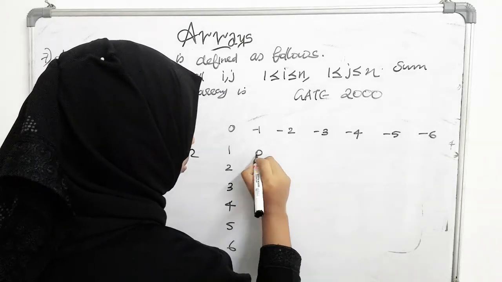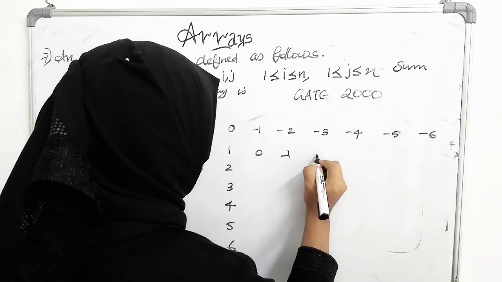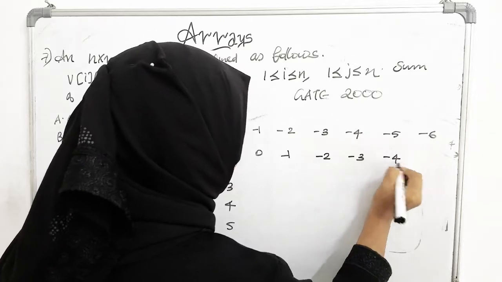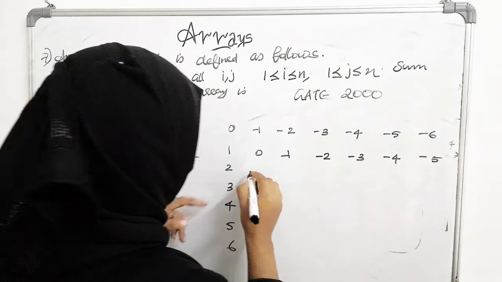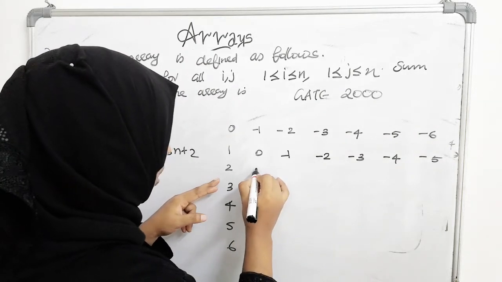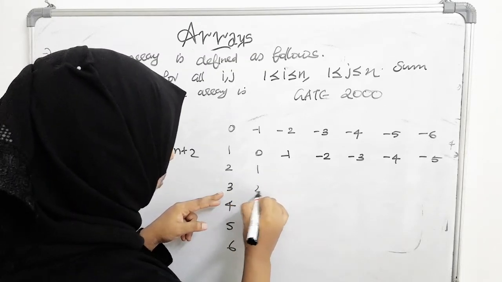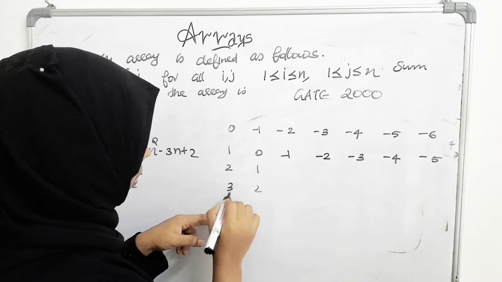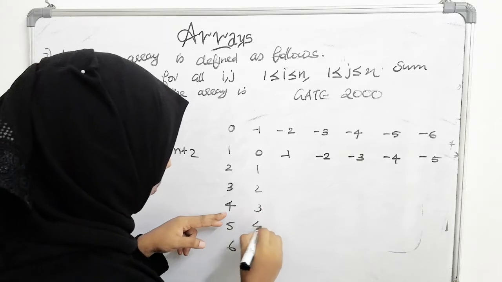This is the position of 2, 3. So you will get minus 1. This is the position of 2, 4. So you will get minus 2, minus 3, minus 4, minus 5 like that. And this is the position of 3, 2. So you will get the value 1. This is the position 4, 2. You will get the value 2. This is the position 5, 2. You will get the value 3, 4, 5 like this.